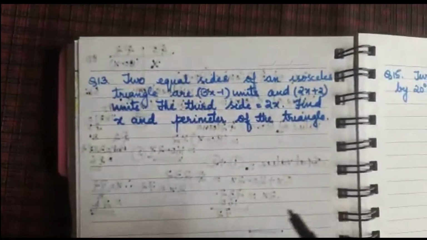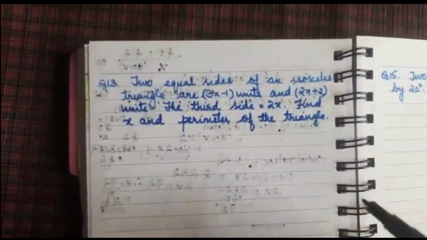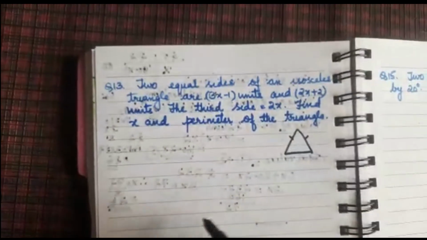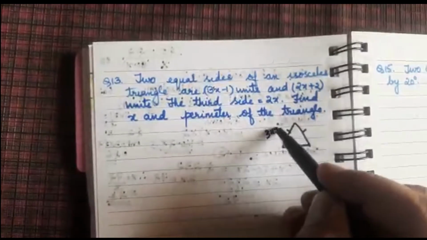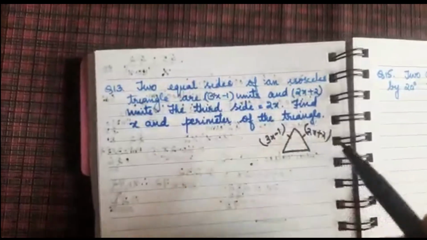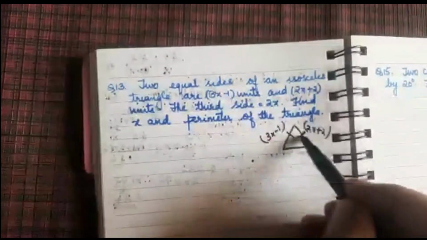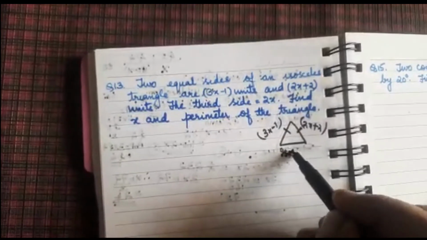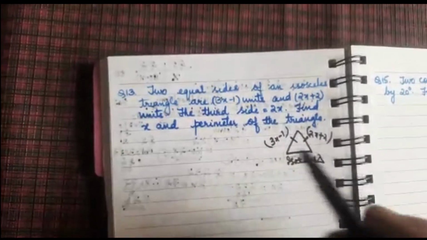Now the next question is, two equal sides of an isosceles triangle. Isosceles triangle means two sides are equal. These sides are 3x minus 1 and 2x plus 2. So it is given. Isosceles triangle means any two sides will be equal. If three sides are equal, then it is called an equilateral triangle. So this is an isosceles triangle.